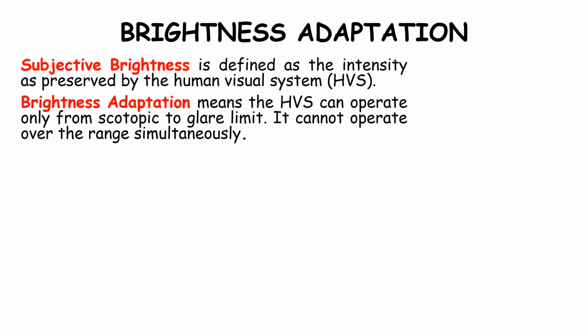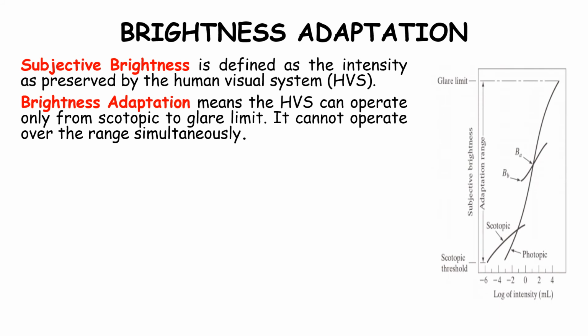Now, brightness adaptation. We have subjective brightness, which is defined as the intensity as perceived by the human visual system, also known as HVS. Brightness adaptation means the HVS can operate only from the scotopic to the glare limit. It cannot operate over the range simultaneously. This diagram is plotted between the log of intensity and the subjective brightness to tell how it gets adapted to the scotopic as well as the photopic ranges.